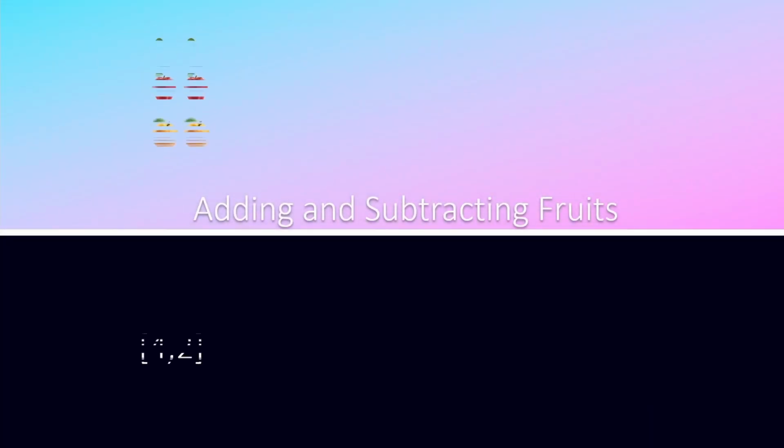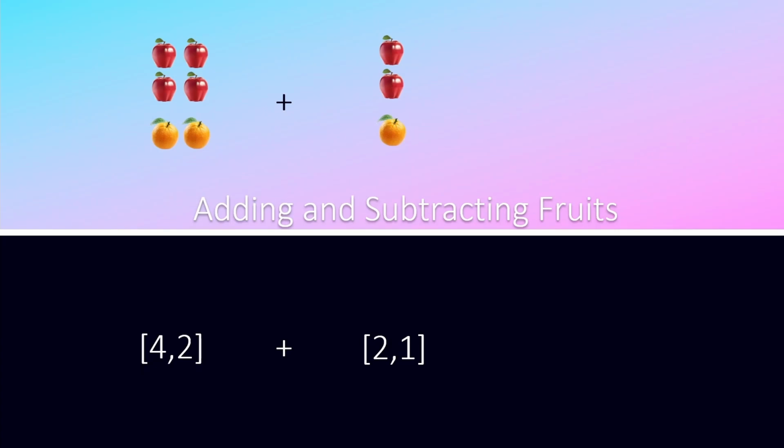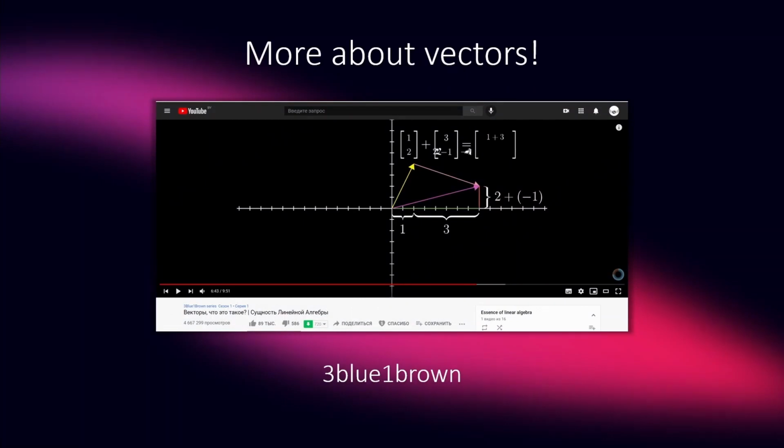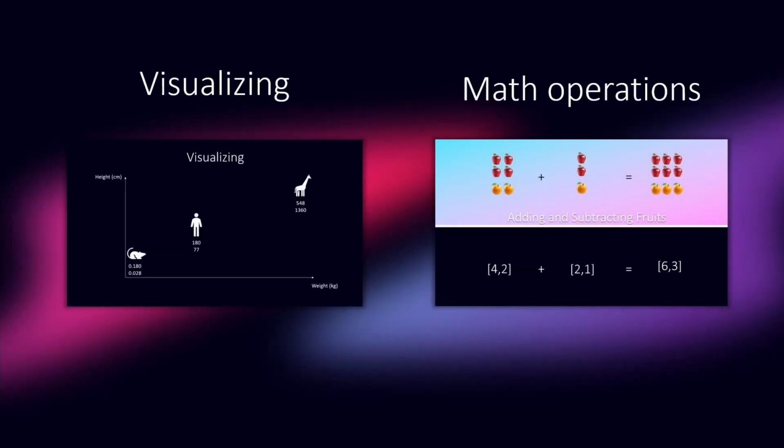The next great thing is we can do some math with vectors. For example, adding and subtracting. Here vectors represent a bag of fruits. If we have 4 apples and 2 oranges and then buy 2 more apples and 1 more orange, we will have 6 apples and 3 oranges. More about vectors you can find on the 3Blue1Brown channel, but now let's focus on visualizing and math operations. Because word2vec transforms words into vectors, we can visualize them and do some math operations. And this is really cool, let me show you.